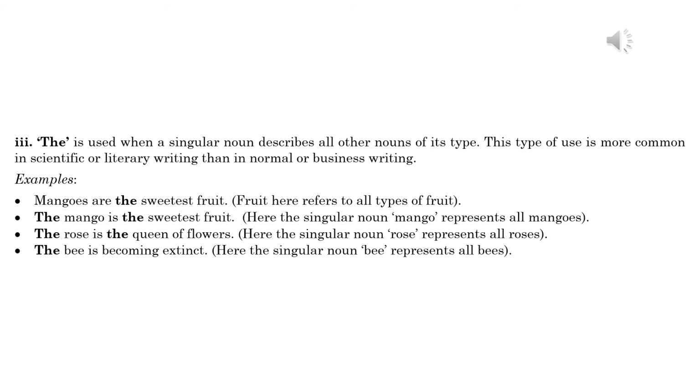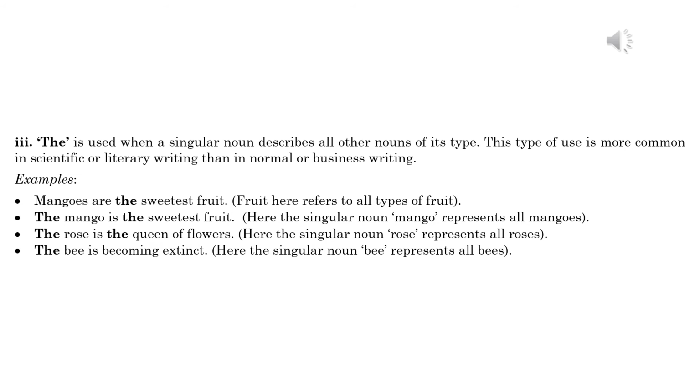3. The is used when a singular noun describes all other nouns of its type. This type of use is more common in scientific or literary writing than in normal or business writing. Examples: Mangoes are the sweetest fruit. Fruit here refers to all types of fruit. The mango is the sweetest fruit. Here the singular noun mango represents all mangoes.